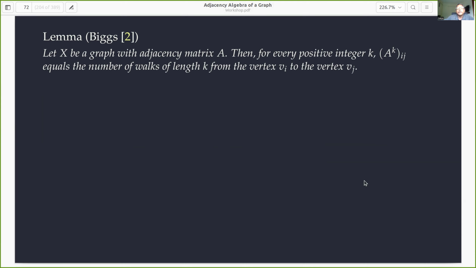So this is the result. This is also discussed, but very important. I'm just recalling it and will try to see its proof also. This is the starting point today and is very useful for us throughout. Let X be a graph with adjacency matrix A. Then for every positive integer k, the ij-th entry of A power k is equal to the number of walks of length k from vertex vi to vj. Does anyone know the proof? How to prove it? Can you take a guess? Does anyone of you know how to prove this?